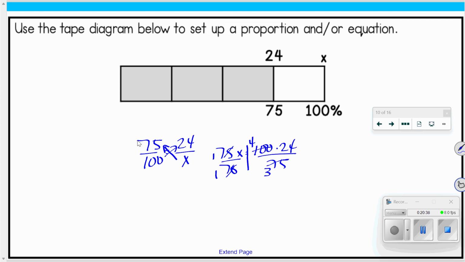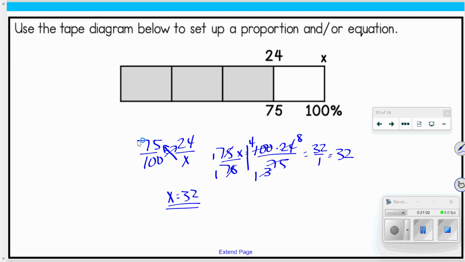Can I reduce 3 and 24 by something? No. 3? Yes. 3 divided by 3 is 1. 24 divided by 3 is 8. So what do I have left? 4 times 8, which equals, 1 is on the bottom, so that equals 32. So what does my x equal?